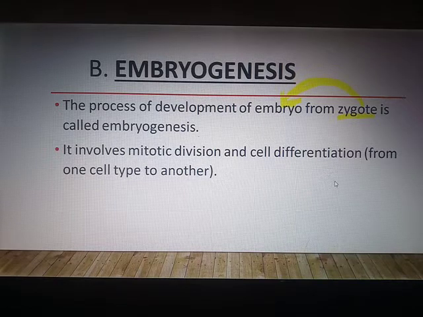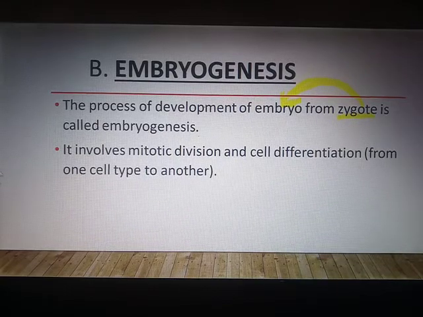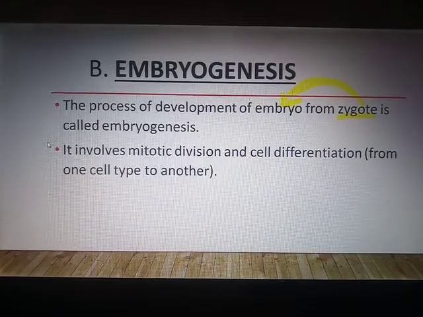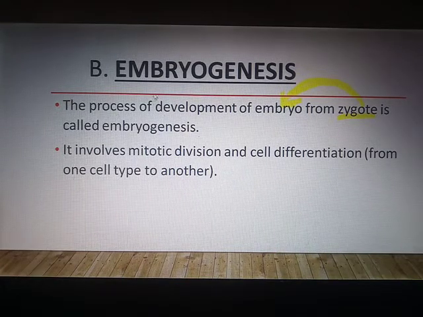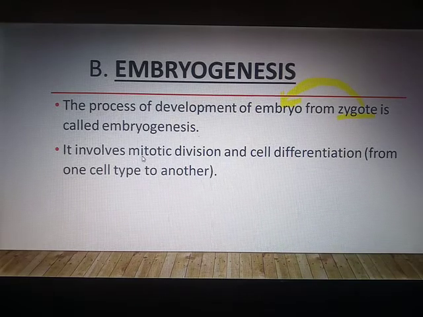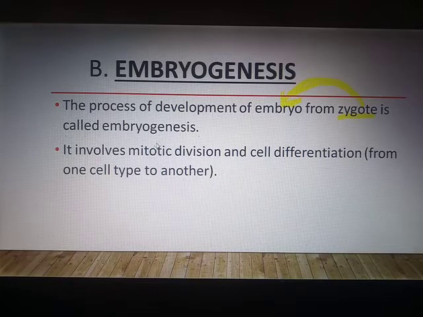So students, the next point is it involves mitotic division and cell differentiation. Students, when gametes are formed, there is meiosis division, means reductional division. But in embryogenesis, when embryo is formed, there is mitotic division. Clear? It involves mitotic division and cell differentiation.